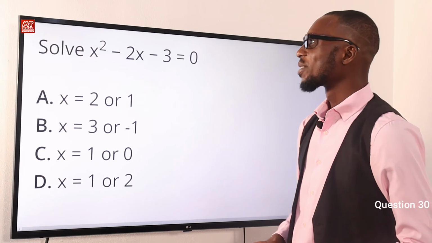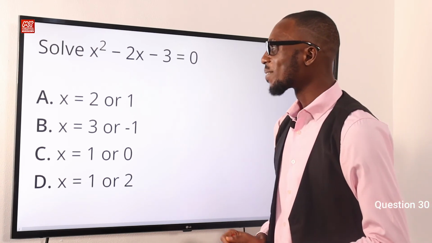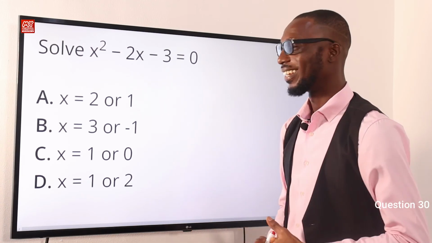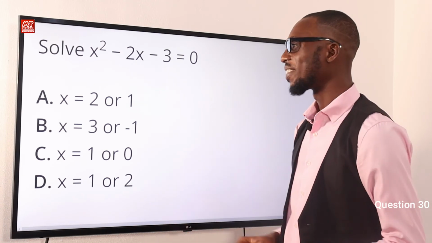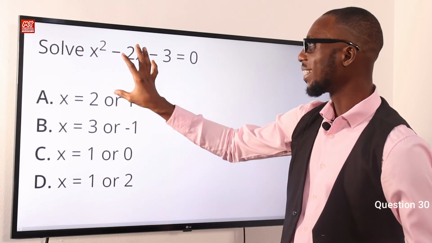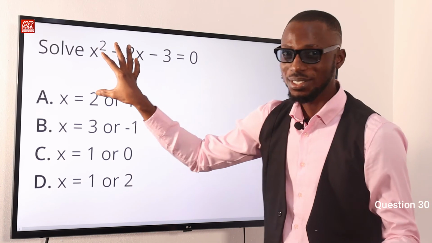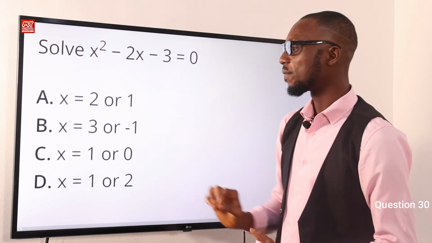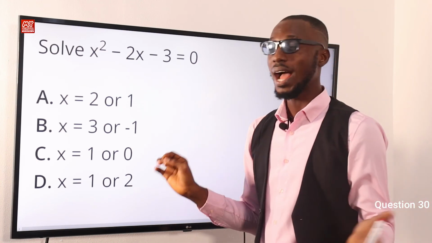Question 30. Solve x squared minus 2x minus 3 equals 0. This is a question of factorization, so we don't need to go to the board. We can do this very quickly. We can just take any of these values randomly and slot it in. If after addition or subtraction of everything we get 0, that tells you that that is one of the factors of x.